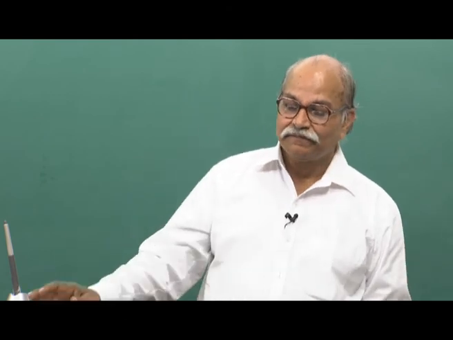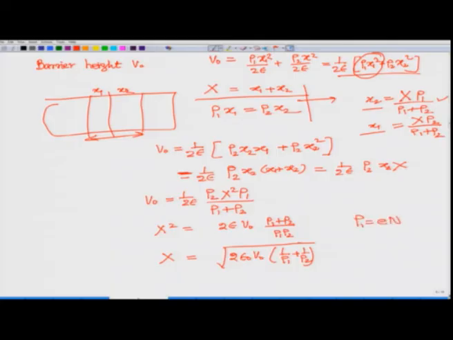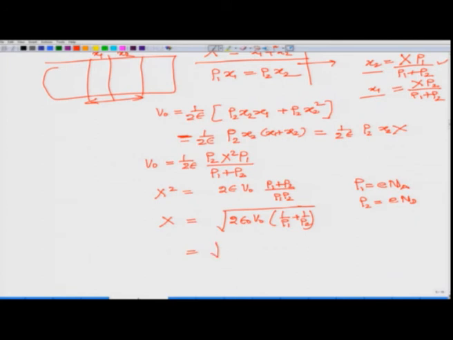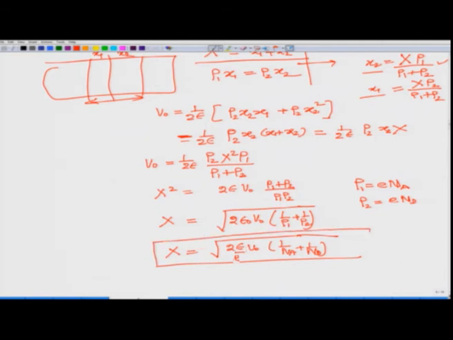So, what you can write? Rho 1 is E times N A, the acceptor ion density, and rho 2 is E N D, the donor ion density. If you put it here, you get the depletion width as the square root of 2 epsilon over E V naught, times 1 over N A plus 1 over N D. So, that is the relation between the depletion layer width and the potential barrier here.